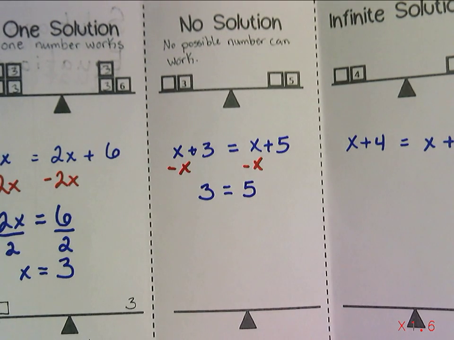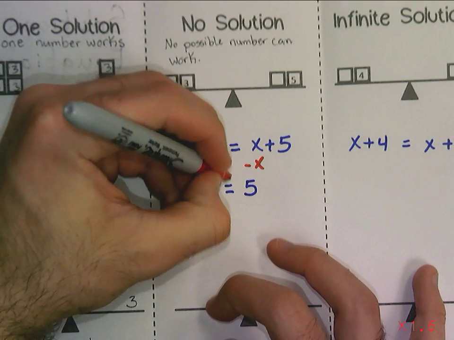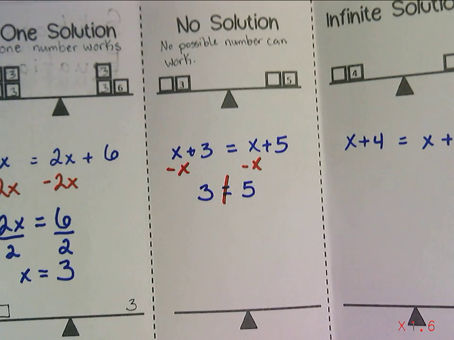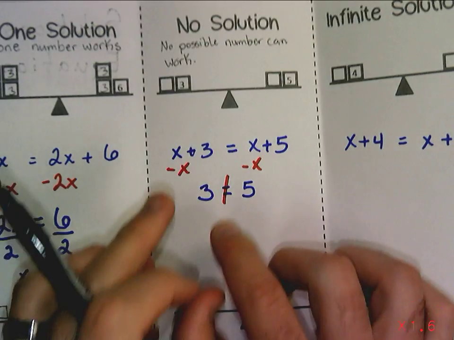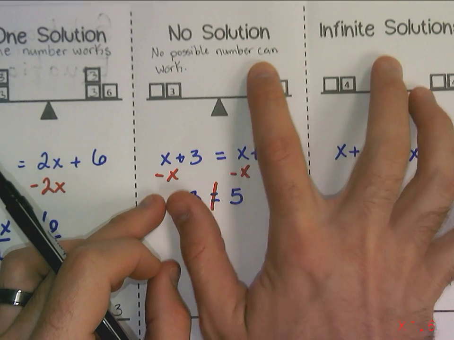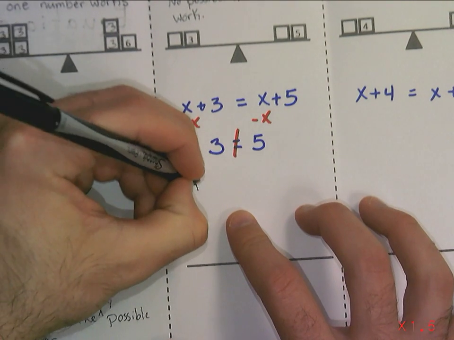Now, can 3 ever be equal to 5? Can it balance it? Well, the answer there is no. So these are not equal to one another. So one thing that we can determine to narrow down what type of solution it is between no and infinitely many solutions is that all variables are eliminated.